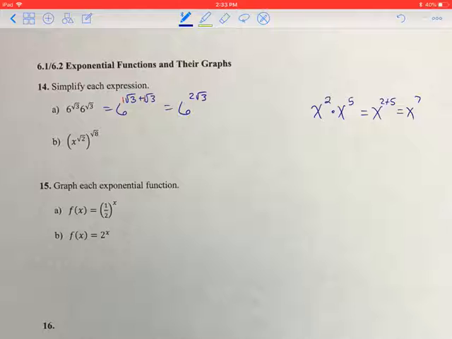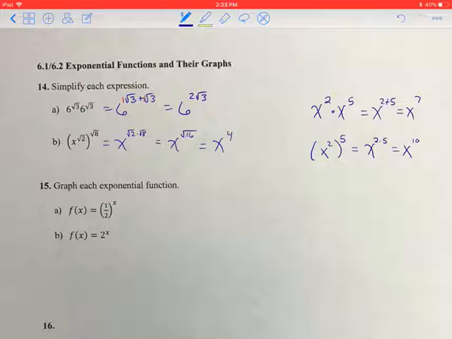Now for part B, we're doing a power raised to a power. So again, if we think about an easier example, a power raised to a power, we multiply our exponents and we keep our base. All right, so we're going to keep our base. We're going to multiply square root of 2 times square root of 8. Remember, for multiplying, we keep the square root. 2 times 8 would be 16, but 16 is a perfect square, so that just comes out to be x to the 4th.